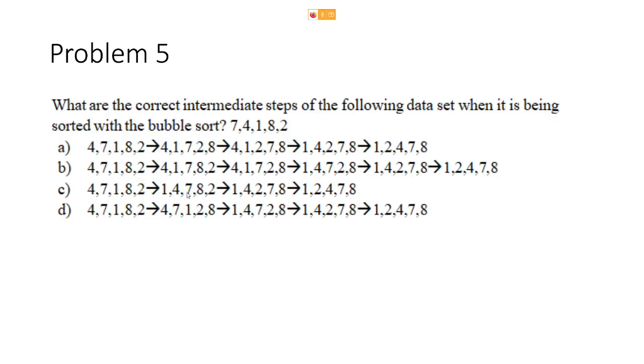Let's move on to the next question, and it is also related to bubble sort, and I really want you to try this. You have to do the first pass here. What are the correct intermediate steps of the following data set when it is being sorted with bubble sort? This is your given array 7 4 1 8 2, and if you do the first pass on this array, then you have to tell which will be the intermediate steps. You have these four options.